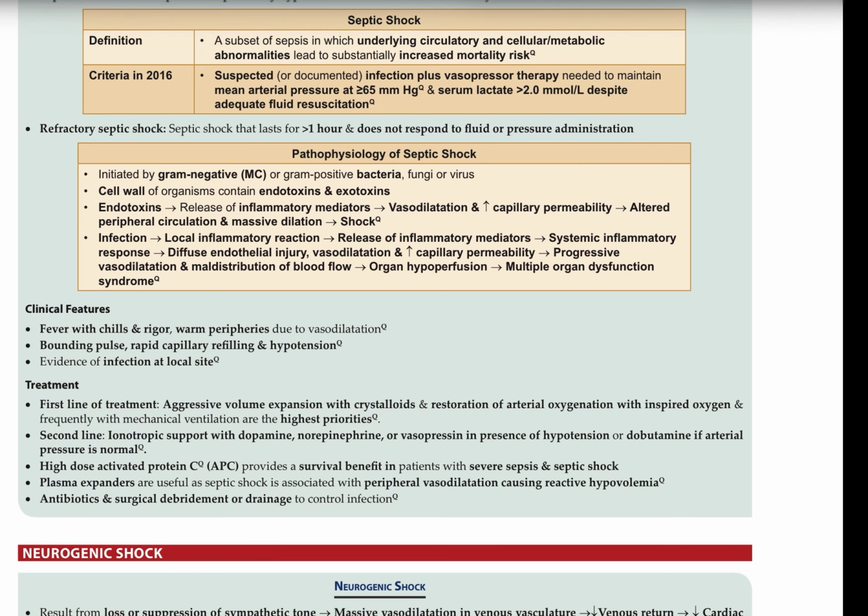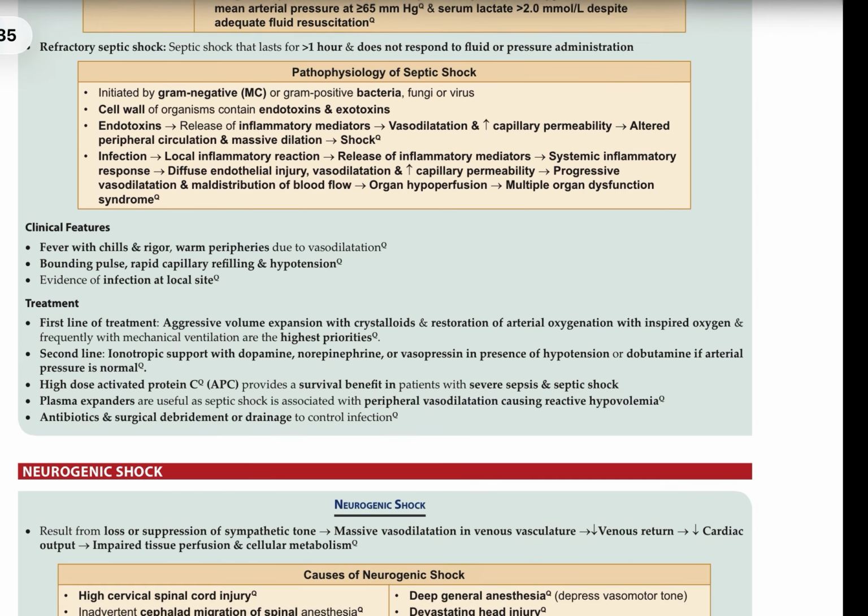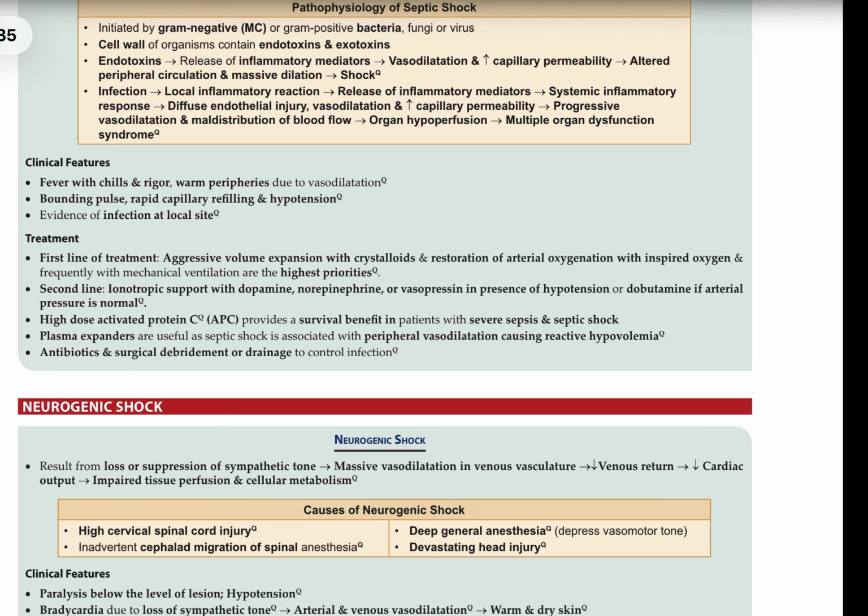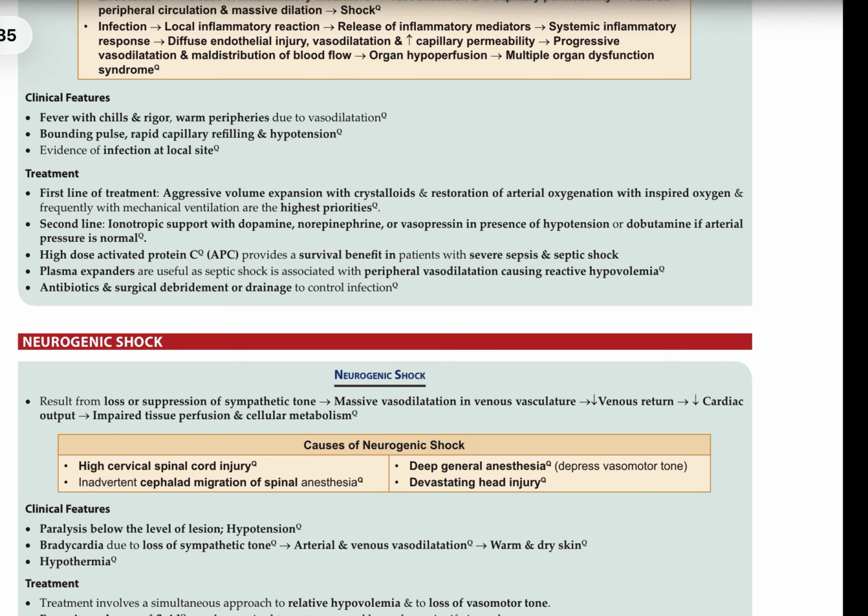In infection, local inflammatory reaction occurs, then systemic inflammatory response. Diffuse endothelial injury will be there. There will be progressive vasodilatation, and there will be maldistribution of blood flow. Blood will not distribute equally. So organ hypoperfusion and multi-organ failure will be there. The important symptom is fever with chills and rigor. The periphery is warm due to vasodilatation, with bounding pulse, rapid capillary filling, or hypotension.